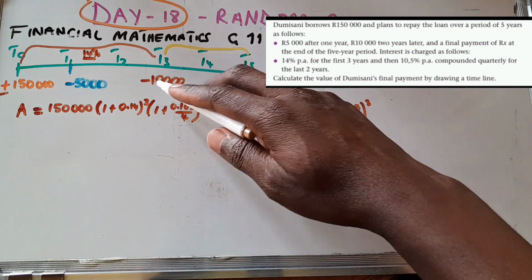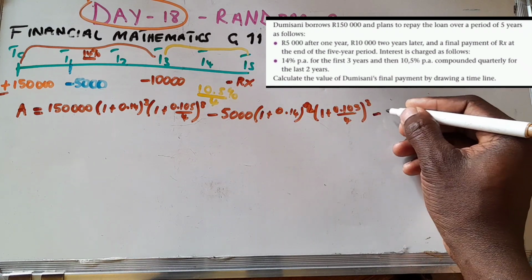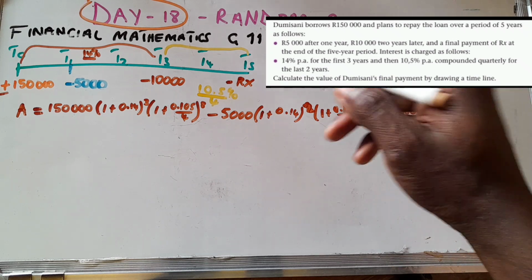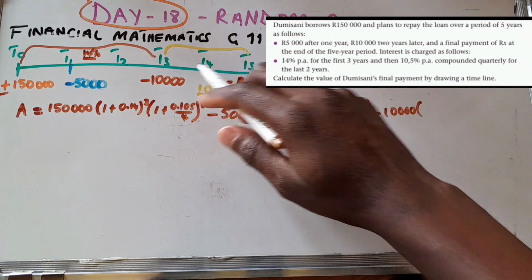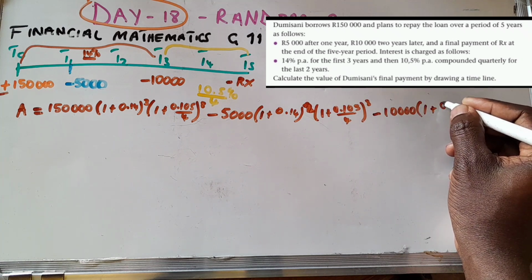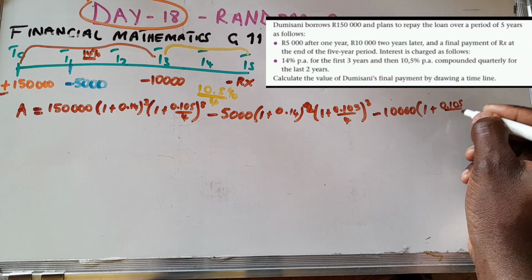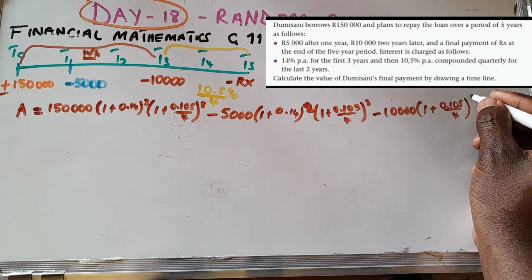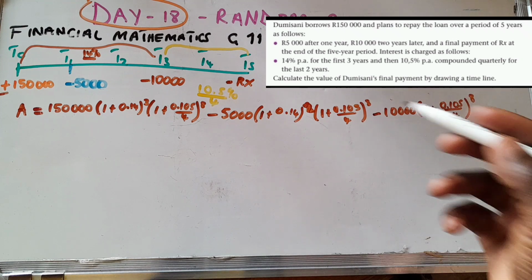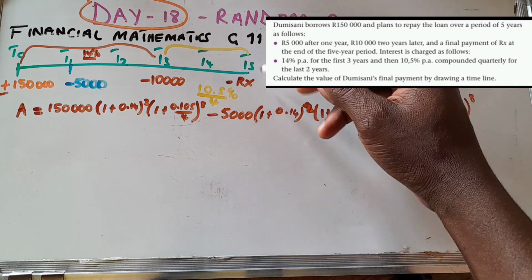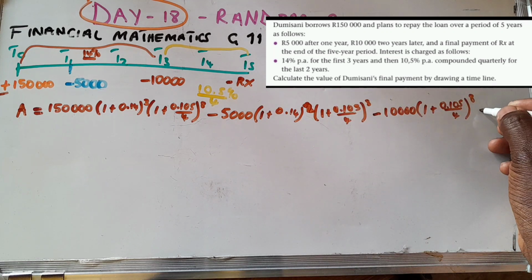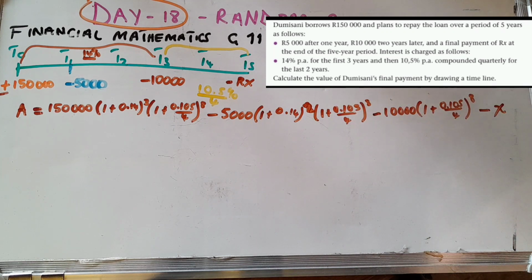And then we move to the next value, which is 10,000. Again, minus 10,000, and the 10,000 only stayed for 2 years. So this will be 1 plus 0.105 divided by 4, to the power 8, because 4 times 2 gives us 8. And then lastly, we have this amount, which is x. This one didn't stay for any number of years, so we're just going to say minus x.